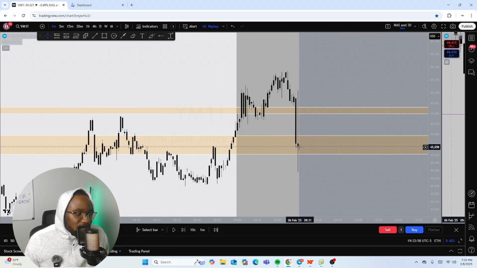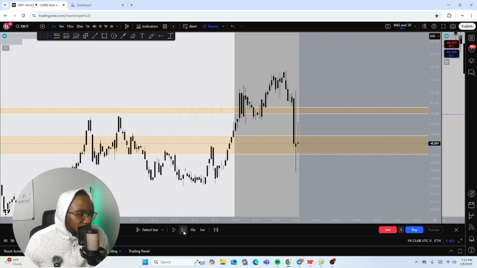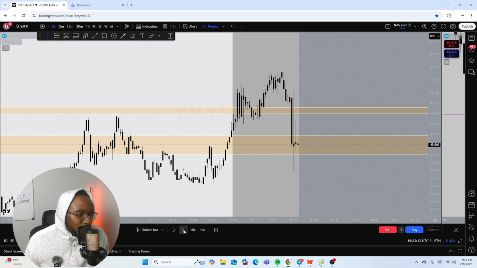Price wicked. You can see this candle, look, big wicks on both ends. You can see indecision happening on the 9:30 candle. Let's see if price closes above this candle. Let's see what happens the next candle. We got another indecision candle. Another one.